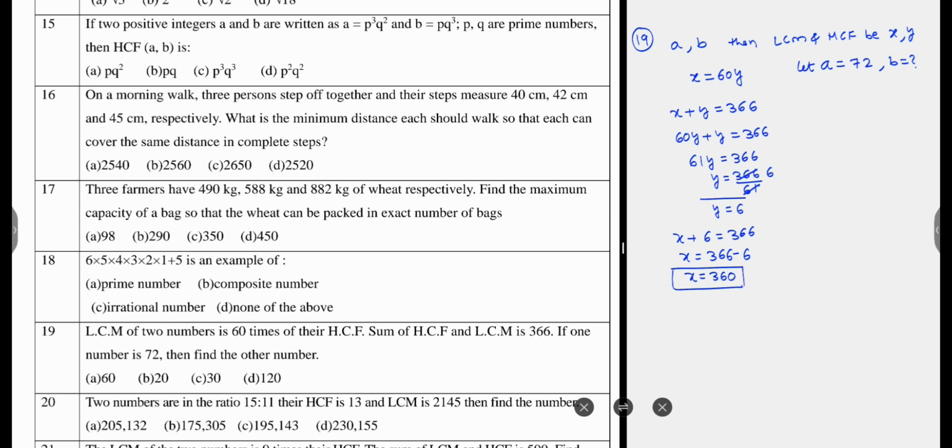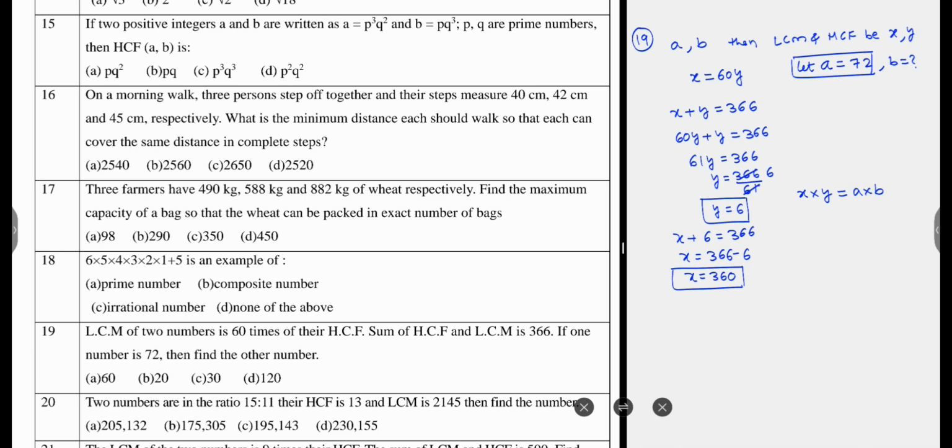And Y is equal to 6. Here A is equal to 72. Now one more formula we have, LCM into HCF is equal to product of two numbers. So now we can write X into Y is equal to A into B. Here X and Y are LCM and HCF, and A and B are two numbers.